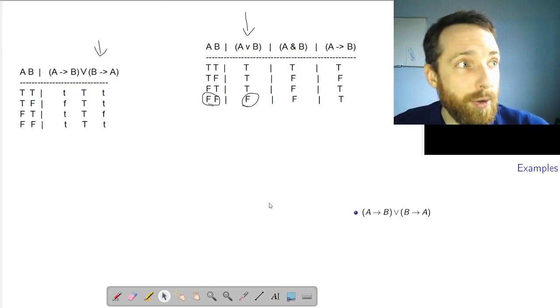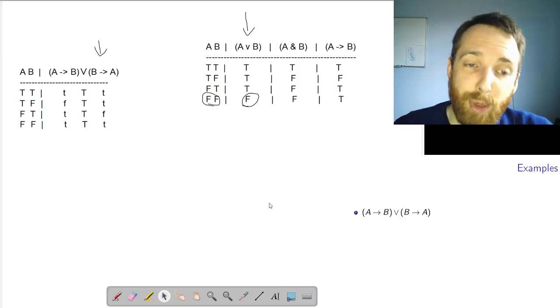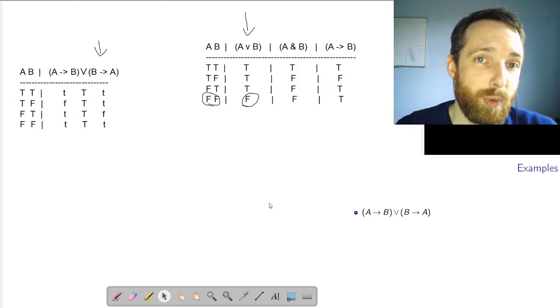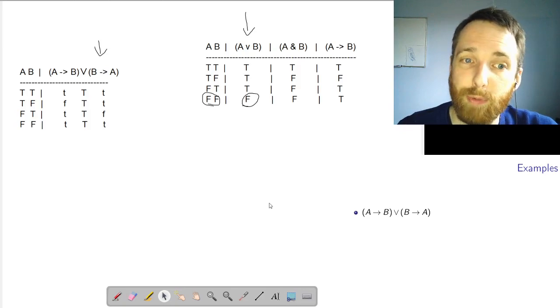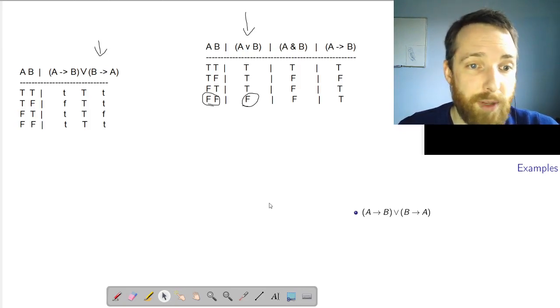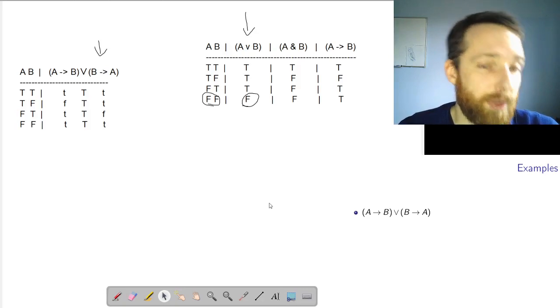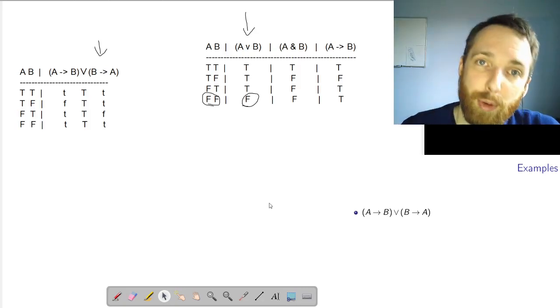Now, what are those rows of the truth table representing? They're supposed to represent different possible ways the world could be. And in fact, those are all the ways the world could be. A can only be true or false, B can only be true or false. And that means there are exactly 4 ways the world could be, either A true and B true, A true and B false, A false and B true, or both of them false.